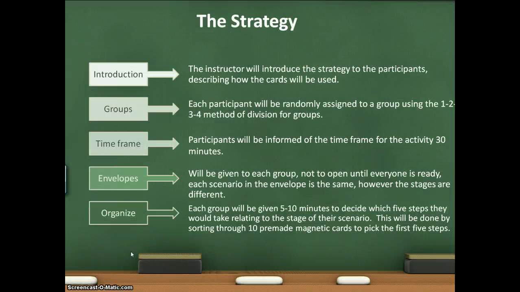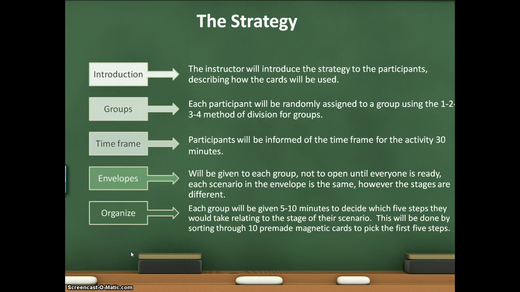The strategy will begin with an introduction by the instructor, introducing the strategy to the participants, describing how the cards will actually be used. The cards themselves will be stored inside envelopes. Groups: each participant will be randomly assigned to a group using the 1, 2, 3, 4 method of division for groups, as an example. There will be a time frame for this activity of approximately 30 minutes.